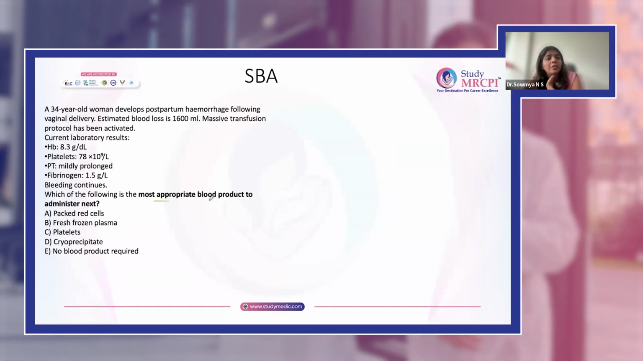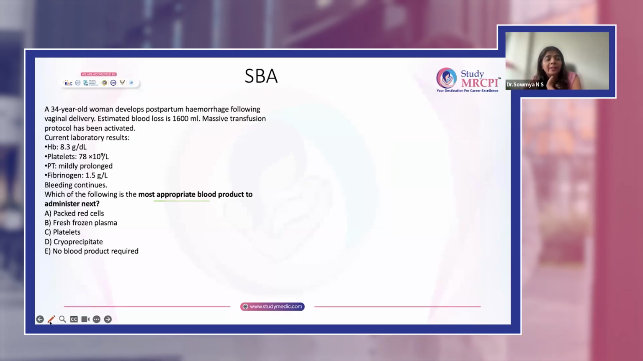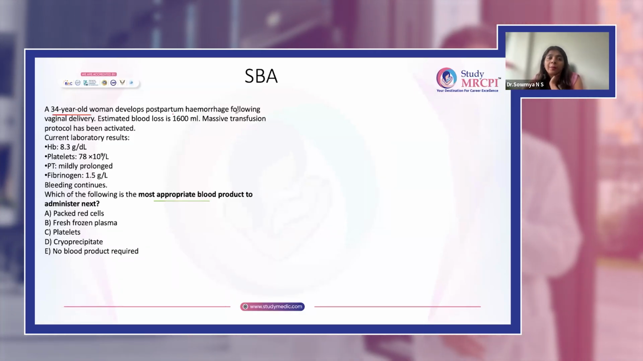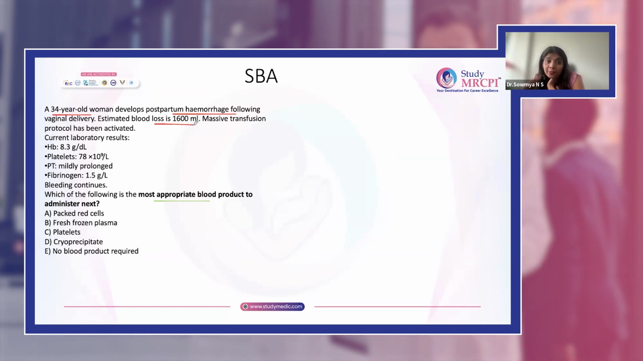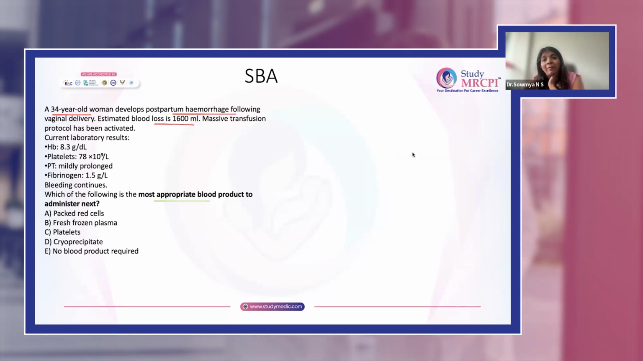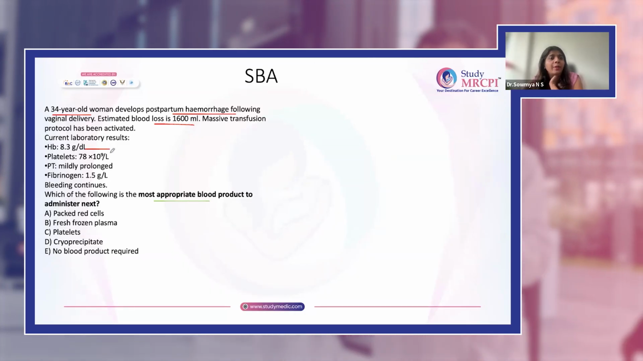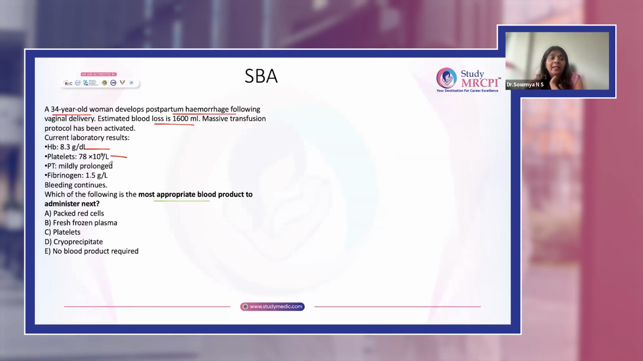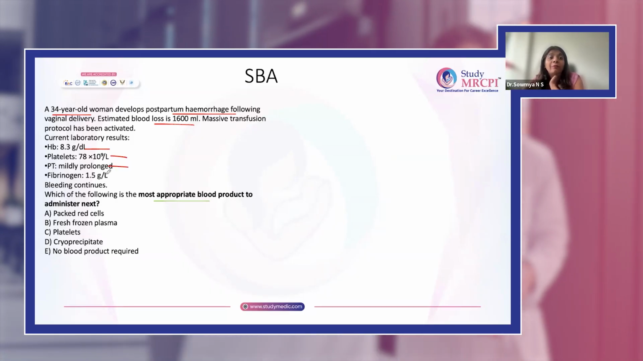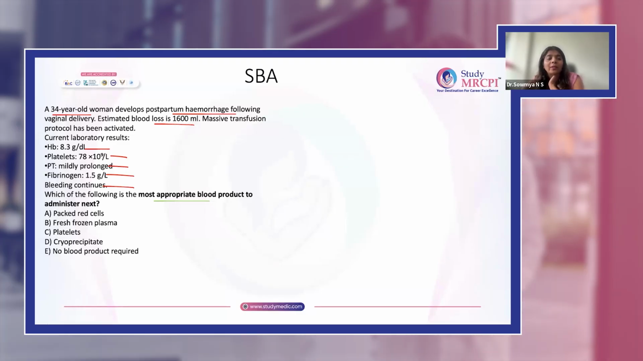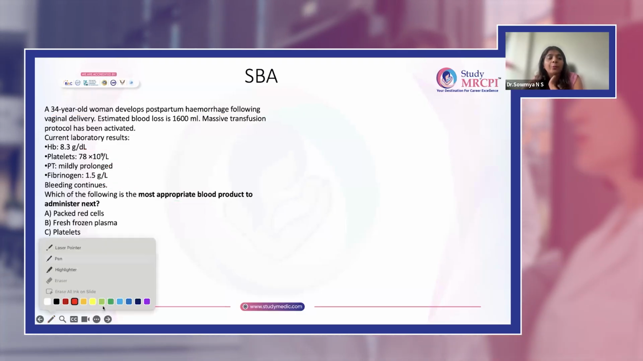Okay, guys. So let's see one of the questions for the blood product. Which of the following is the most important blood product to administer next? A 34-year-old with postpartum hemorrhage, blood loss is 1600 ml. So we are looking at massive PPH. And of course, Hb is 8.3, platelet 78, PT is mildly prolonged, fibrinogen 1.5, and the bleeding continues. So what is the one thing which you want to give, an appropriate blood product?